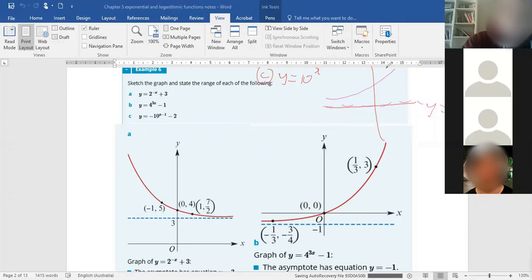Then I'm going to do the reflection part, y equals negative 10 to the power of x. Again, I'm not worried about the translation as much. So it is reflected, and we get that type of graph. Any questions so far? Of course, the asymptote is still y equals 0. And now our final one.